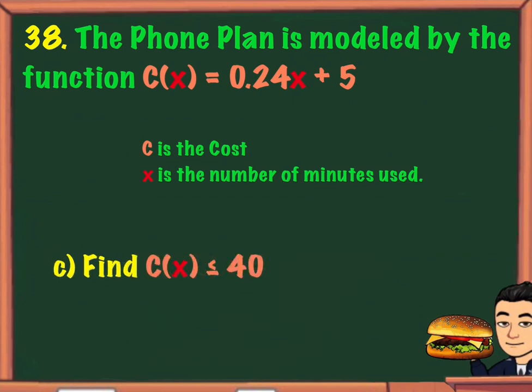For letter C, if the cost is less than or equal to 40, just go ahead and put in the function 0.24x plus 5 less than or equal to 40. So x is less than or equal to 145.8 minutes, but you have to round it down, so write it as 145 minutes.